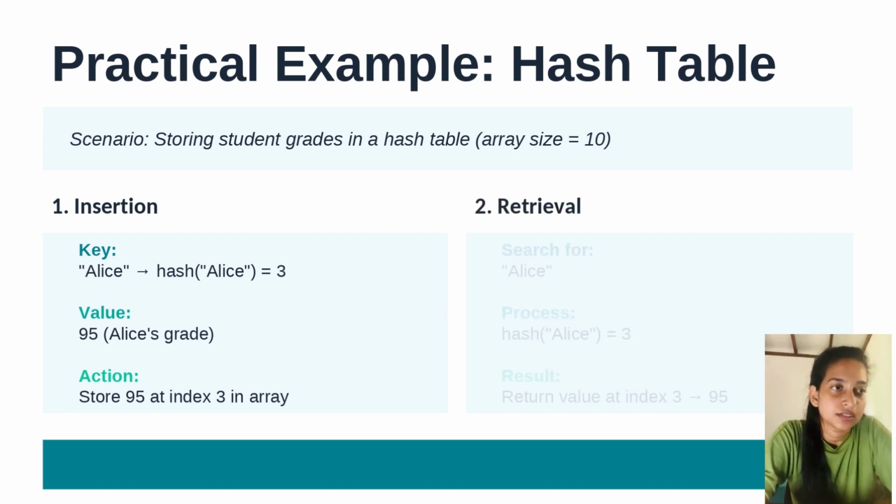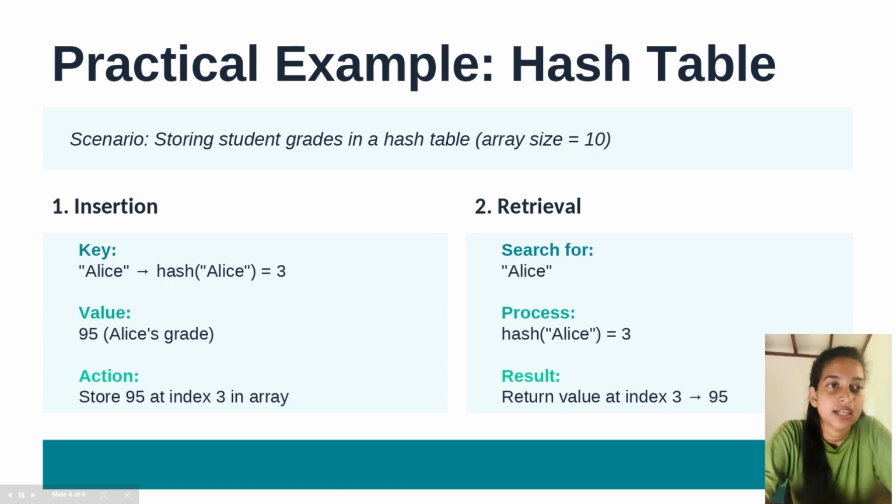Then retrieval. Later, when we want to find Alice's grade, we don't search through every student. We just hash Alice again, get index 3, jump directly to that location and retrieve the grade, 95.